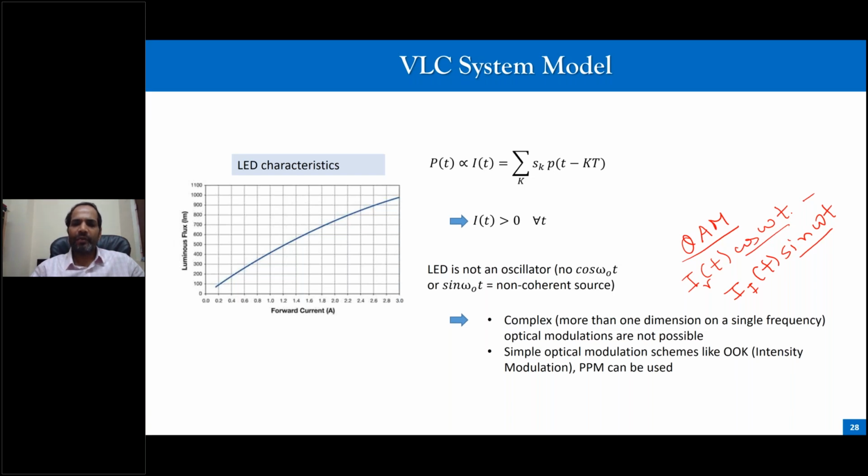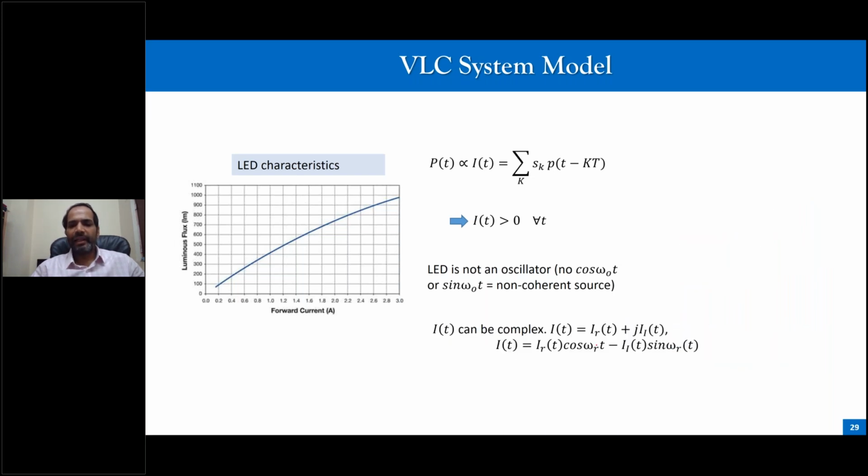So typically when we are using LEDs as sources, we are restricted to intensity modulation, simple on off keying. You can have a pulse or you can have no pulse. Nothing more can be done when we are using LEDs. So the only two modulation formats that are available when we are using LEDs as sources are on off keying, or PPM, pulse position modulation. Okay, so these are two restrictions that we have when we are using LEDs as the source.